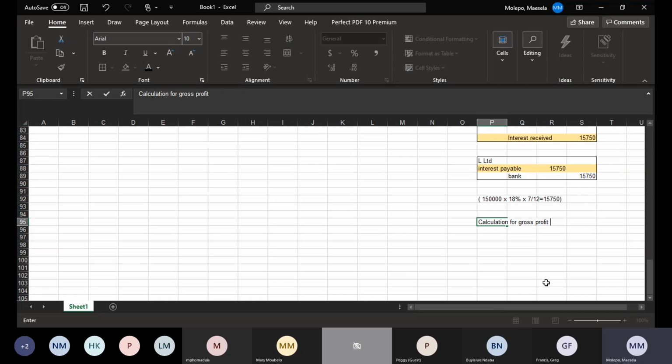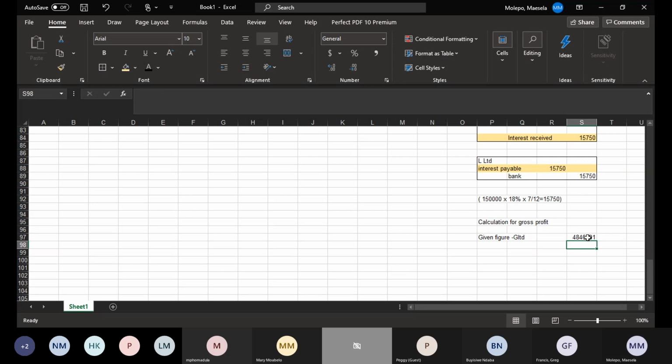We have a given figure for G Limited, which is sitting at 484,680. And then we have another given figure for L Limited, which is sitting at 326,300.